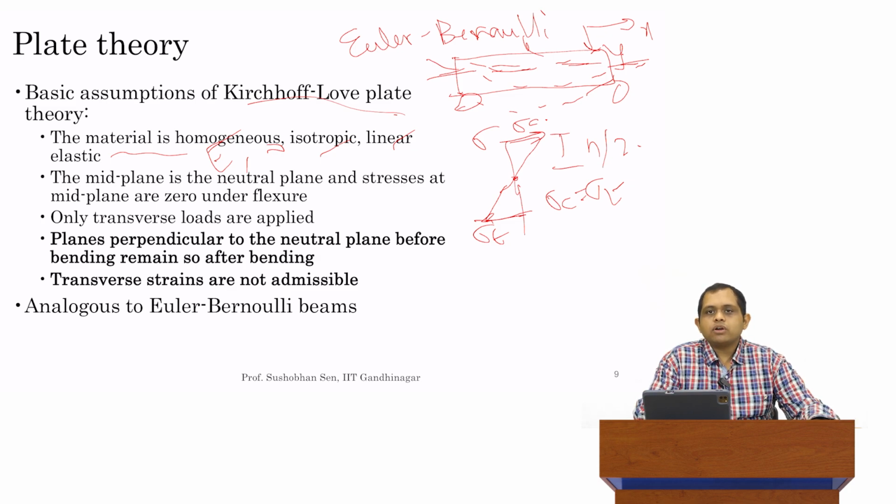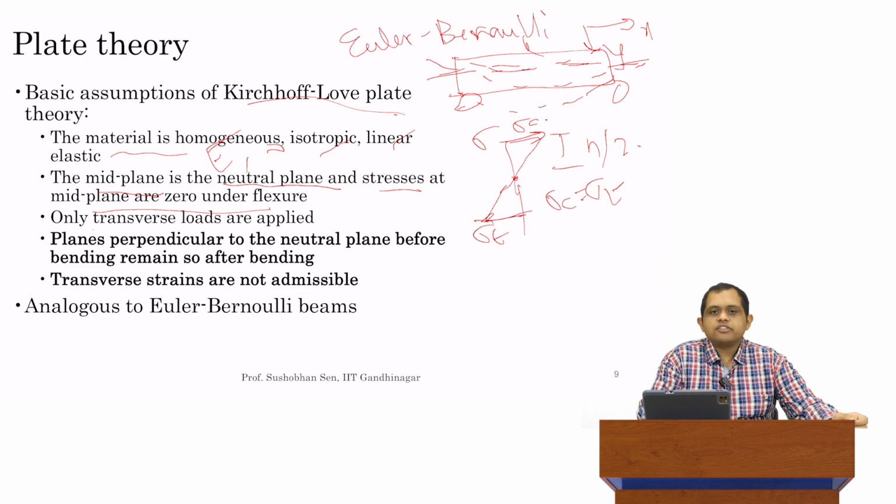Okay, so what we call the neutral axis at mid-depth in Euler-Bernoulli beams, we simply call the neutral plane at mid-plane for Kirchhoff-Love theory, right? So the terminology is a little bit different, but the fundamental idea is the same. That is, stresses at the mid-plane or at the neutral plane are 0 under flexure. So that's an assumption that we continue to make in Kirchhoff-Love plate theory.